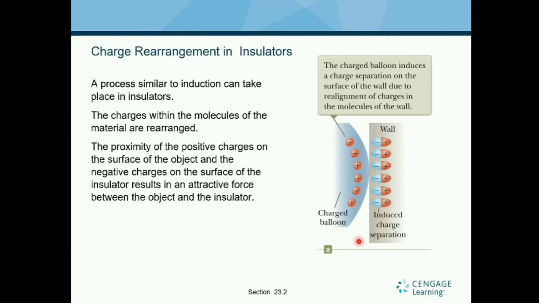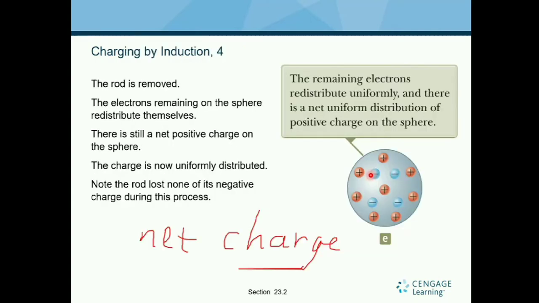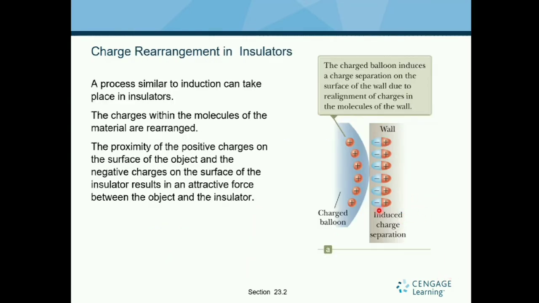Okay, so this is something which is very close to a conductor. The difference is in a conductor, see, the sphere here is a conductor. Inside the conductor, there are free electrons, so the electrons can be moving around everywhere. But for an insulator, this wall insulator, the electrons will not be able to move anywhere.